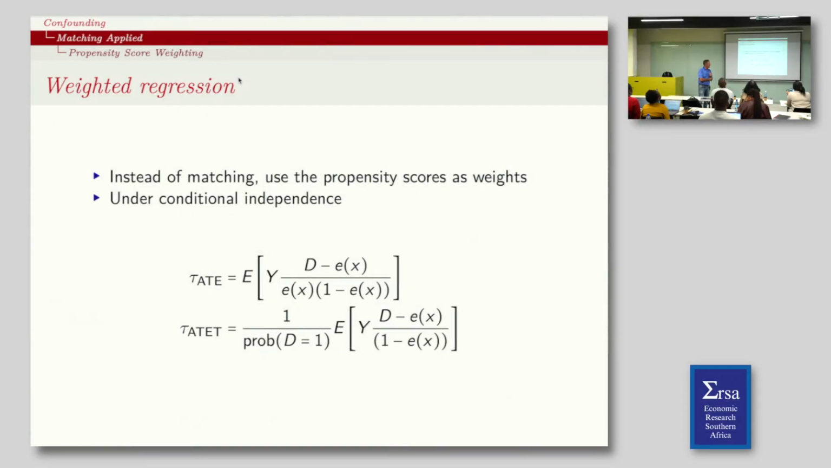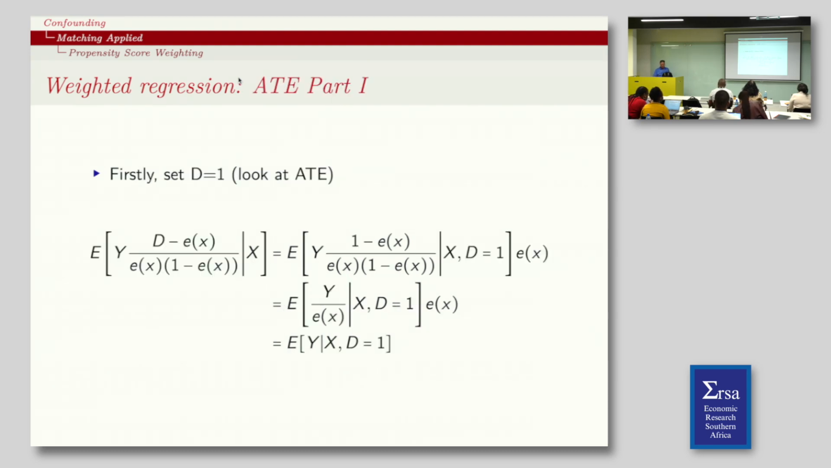And just show briefly why propensity score weighting makes some sense. And weighting regression makes a little bit of sense. So I'm just going to take these two. Maybe I'll only take one of them and go through what the math shows us. All right, so if we just set d equal to 1, looking at the average treatment effect.